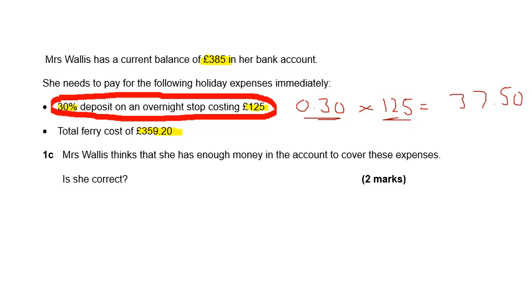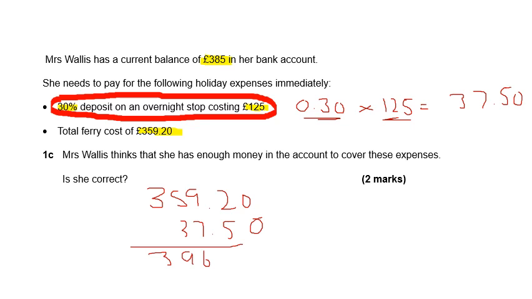Okay, and then the total ferry cost is just £359.20. Don't have to do anything for that. Okay, so the money that she needs in her bank account to cover these costs is the £359.20 and the deposit, which we worked out as £37.50. Okay, and when you add those two costs together, it actually comes to £396.70.